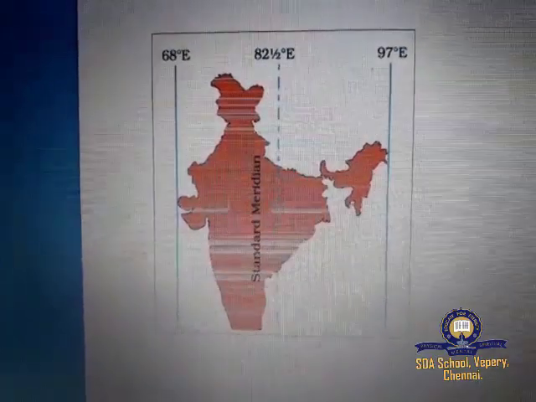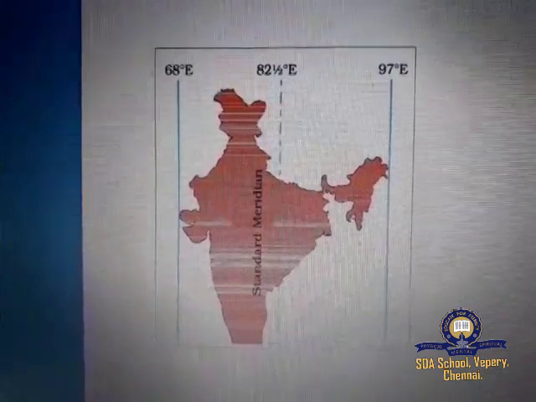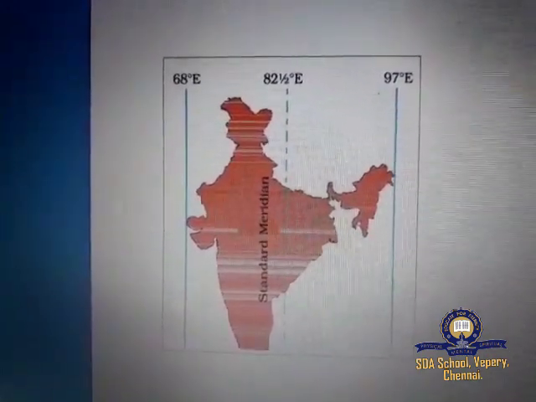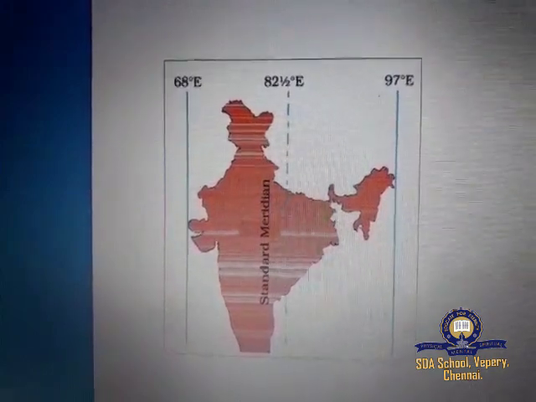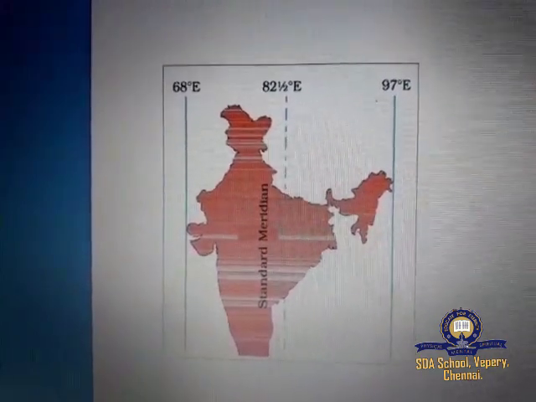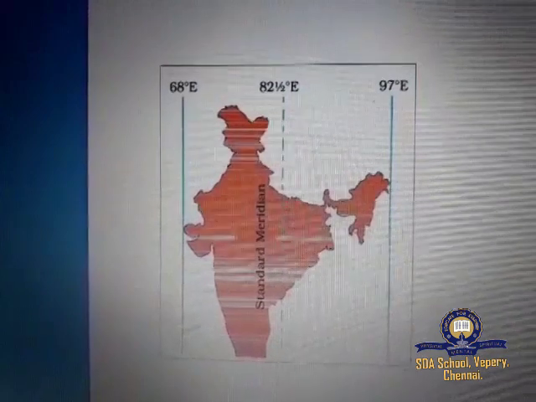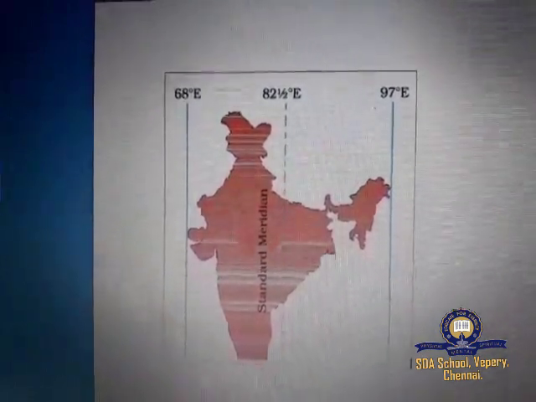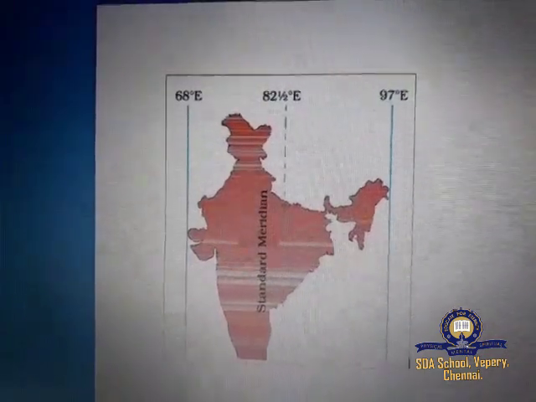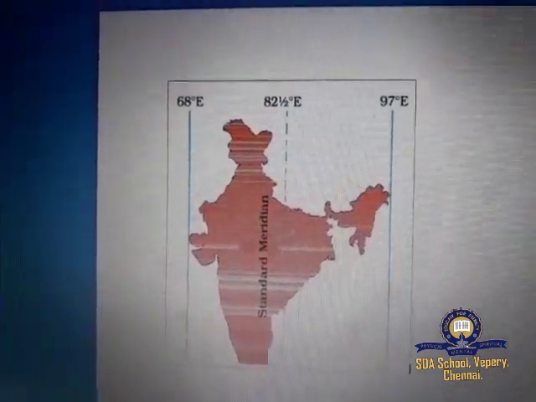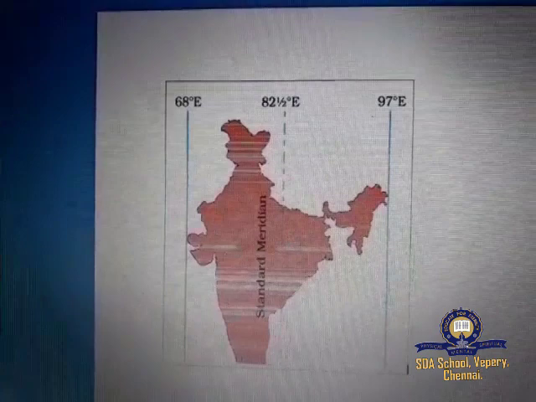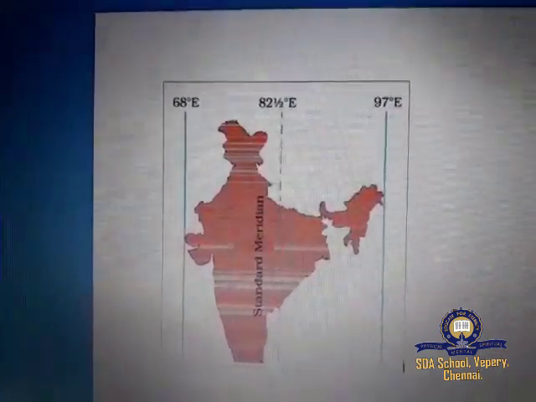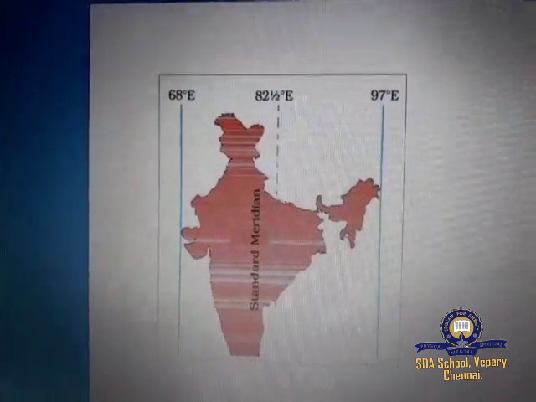Indian Standard Time. The local time of the central meridian of India is the standard time of India. India's central meridian is 82.30 degree east longitude. It passes through Mirzapur and roughly bisects the country in terms of longitude. The IST is 5.5 hours ahead of Greenwich Mean Time, GMT.